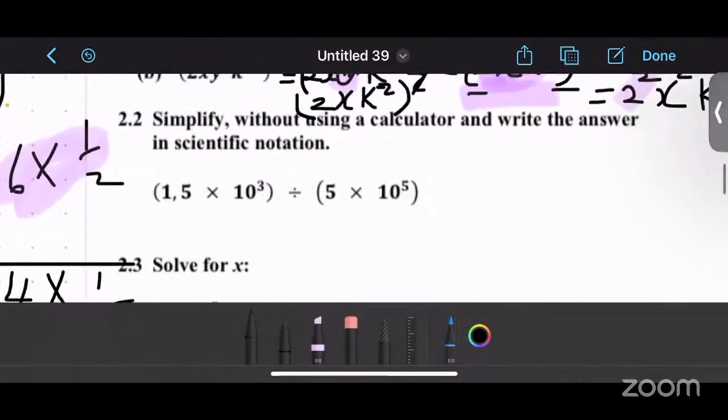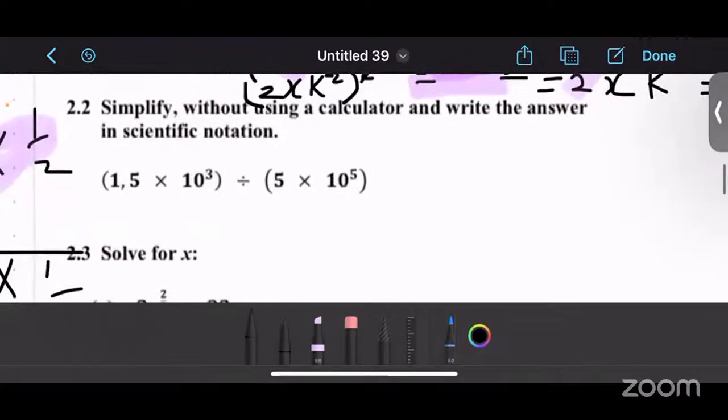Great. Let's look at 2.2 over here. They say simplify without using a calculator and write the answer in scientific notation. Let's start with you, Zira. How would you do this?